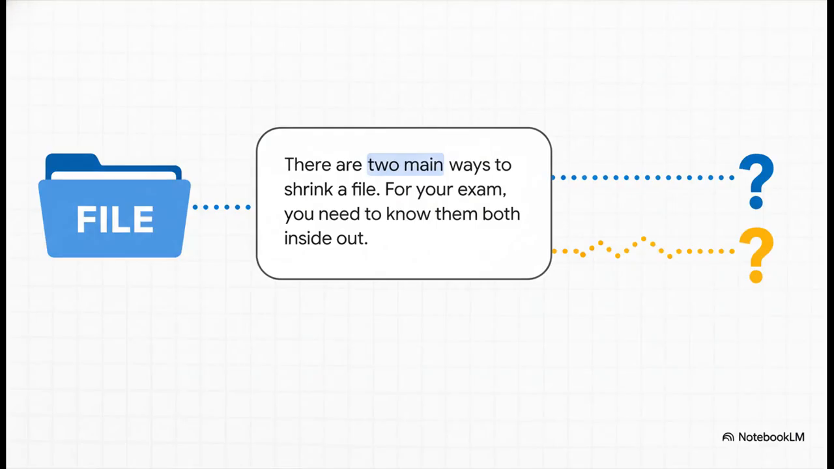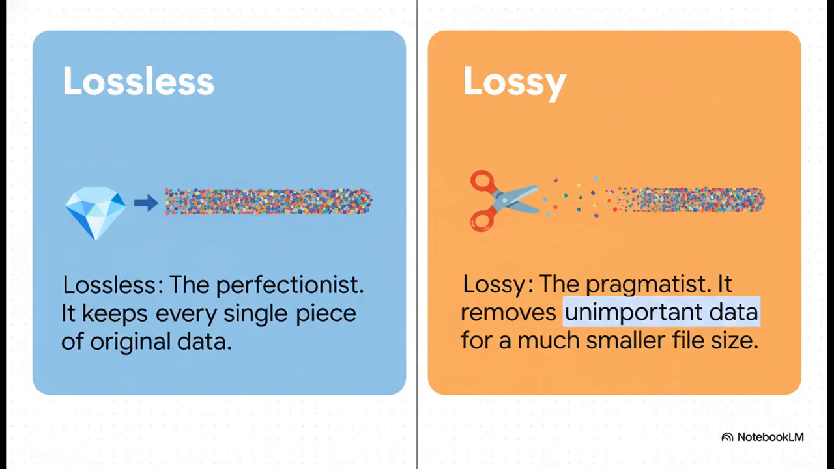So how does this all actually work? Well, it turns out there are two main strategies for shrinking a file. And listen, the exam spec is super clear on this. You need to know both of them, what they're good at, what they're bad at, and what they actually do to the file. This is the real core of the topic. So the two methods are called lossless and lossy. Here's a great way to think about them.